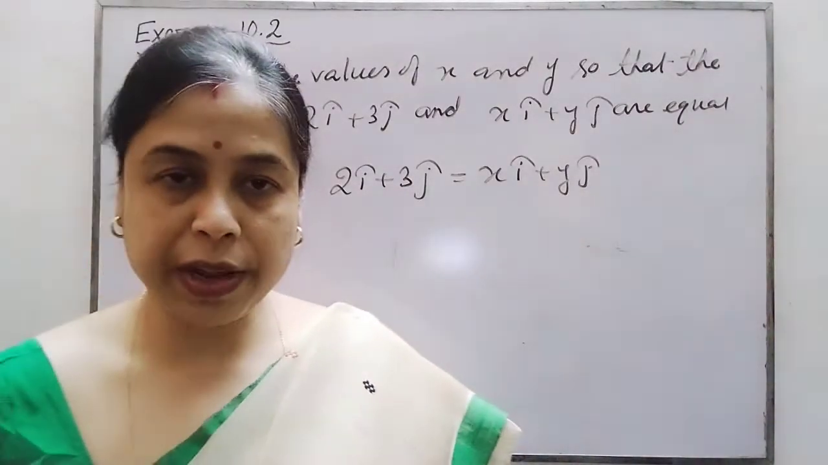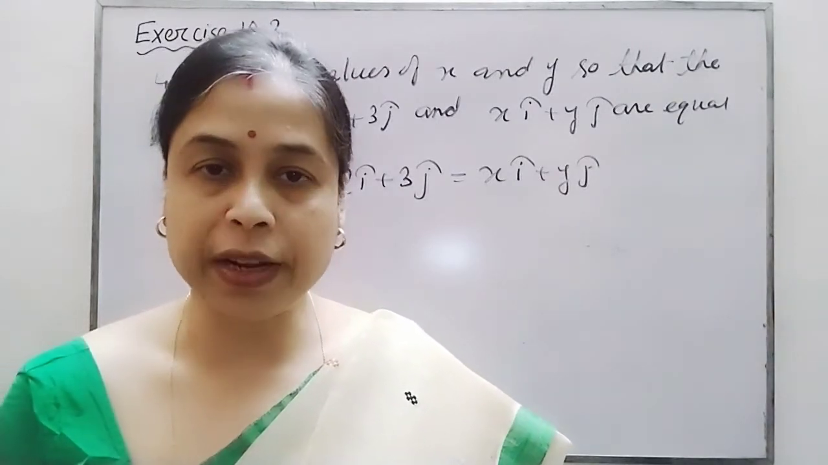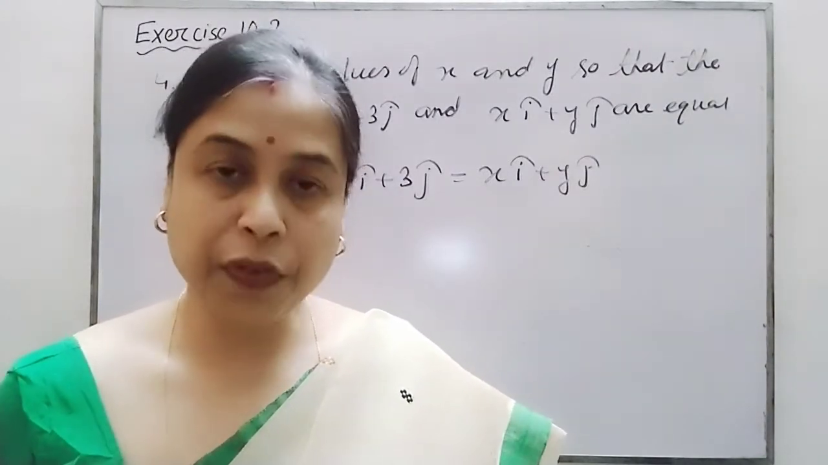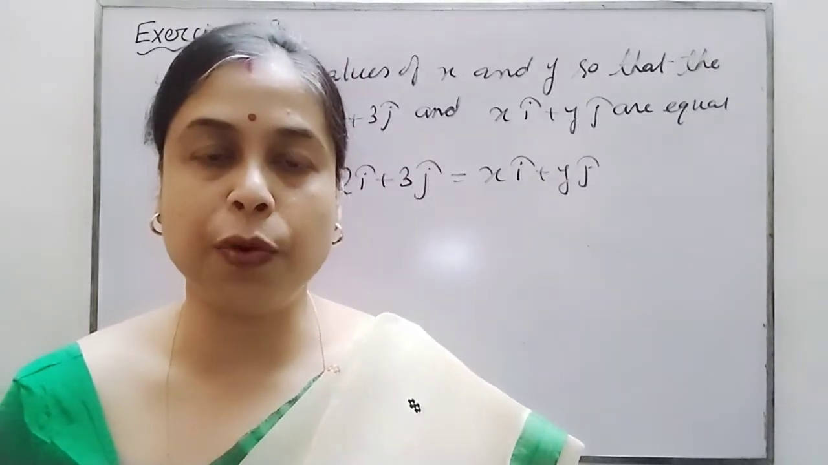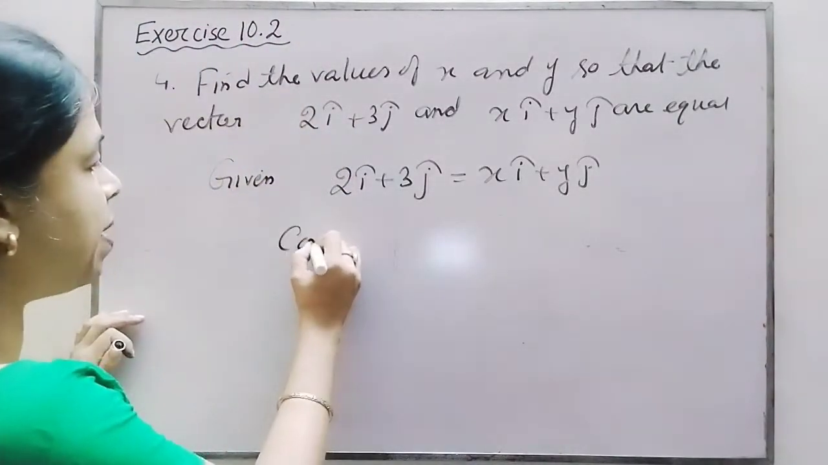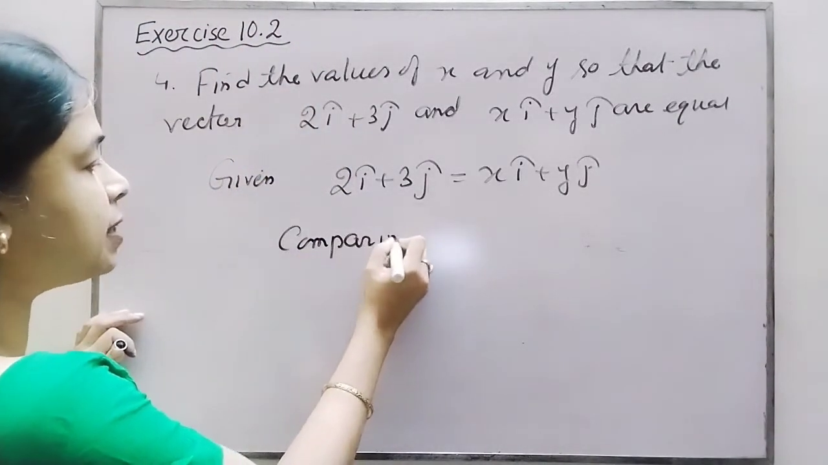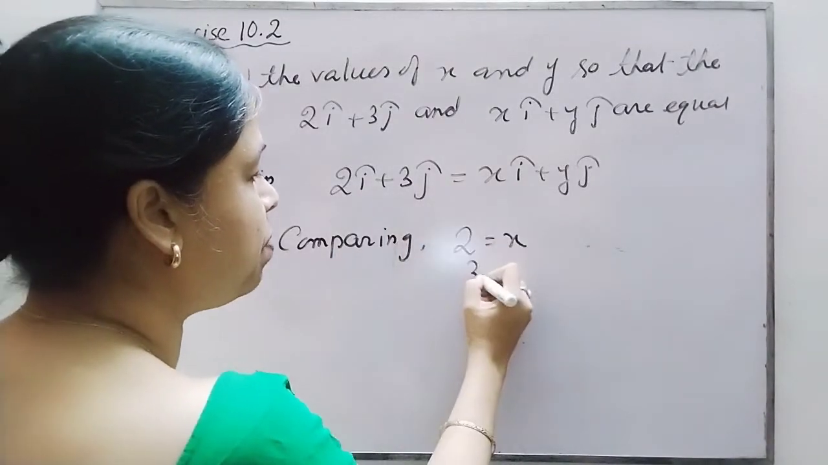And at the time when I discussed the component of a vector, we said that if two vectors are equal, then they must have the same components. So comparing, we will get 2 is equal to x and 3 is equal to y.